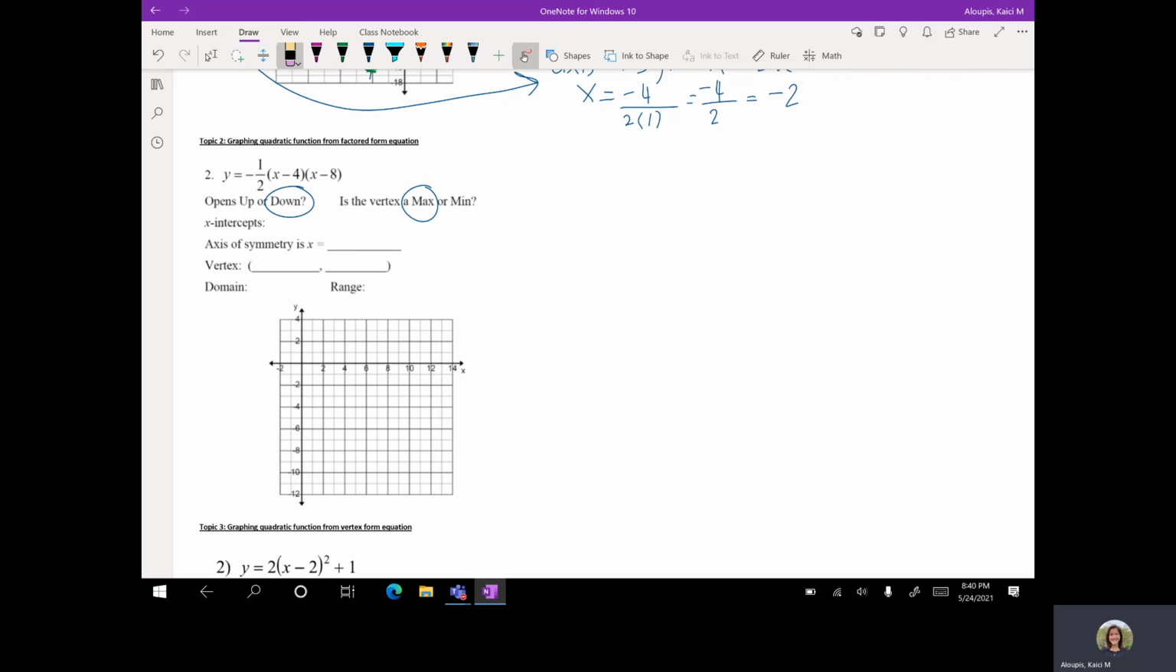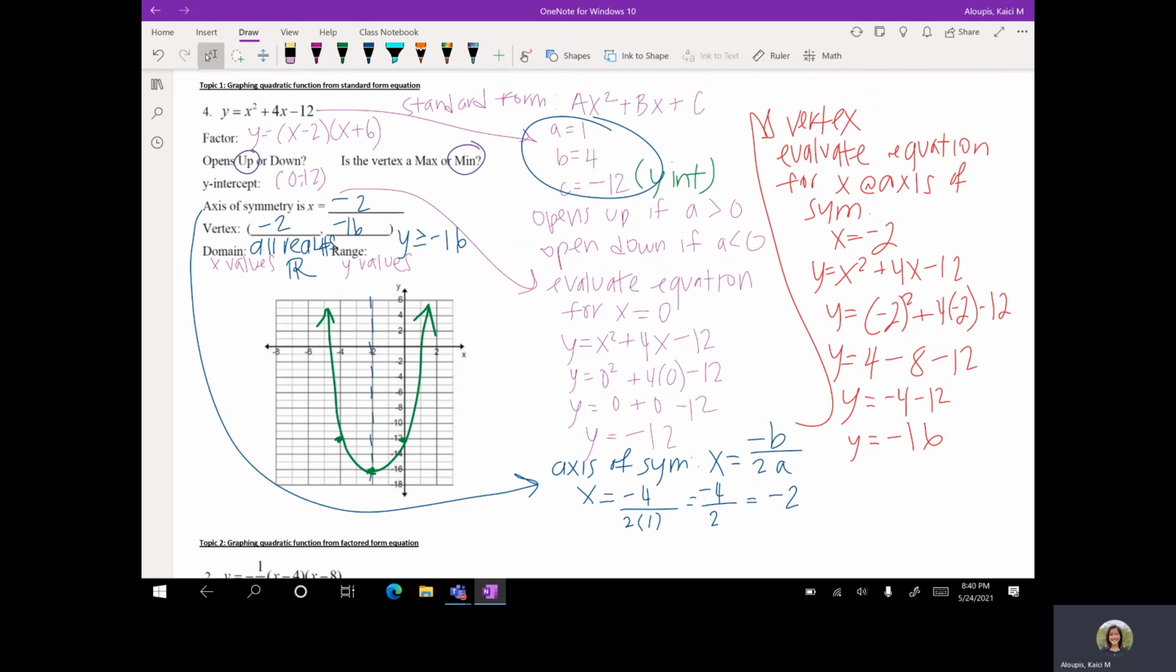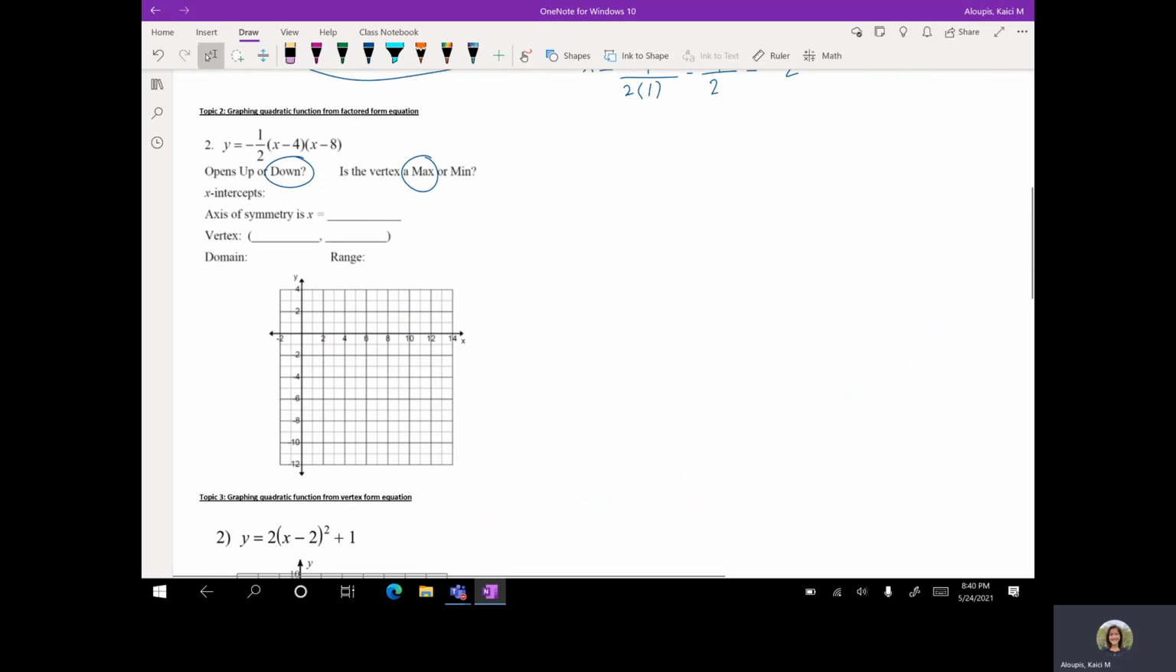Okay, now remember before how in the standard form, it was super easy to find the y-intercept, it was just the c value? Well, in factored form, it's really easy to find the x-intercepts.